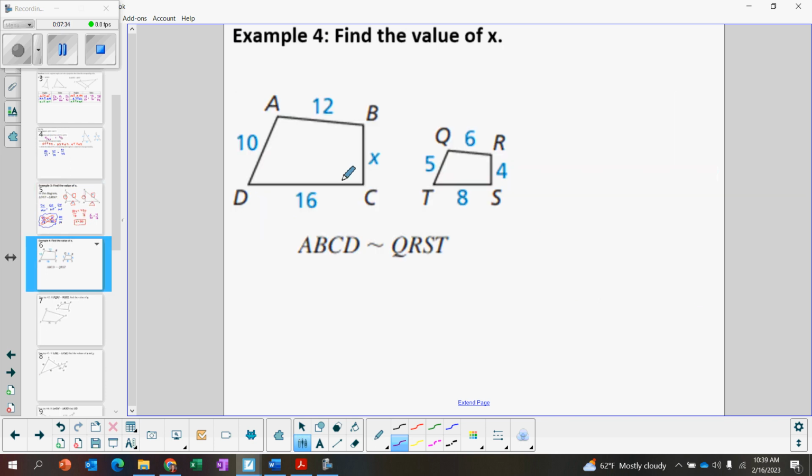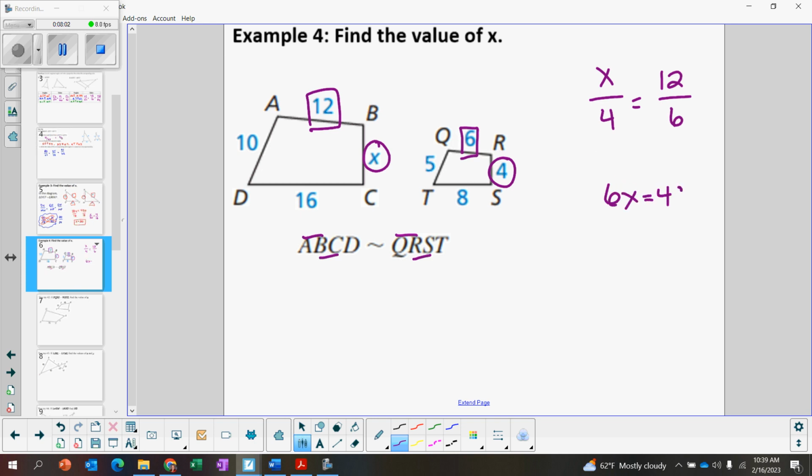All right, so here's another one. So I know BC matches with QR. So far, I'm going to have x over. I'm going to pick another side here. Let's say I choose AB. AB goes to QR. So 12 over 6. So now I'm going to cross multiply and it's 6x equals 48 and divide by 6, x equals 8.